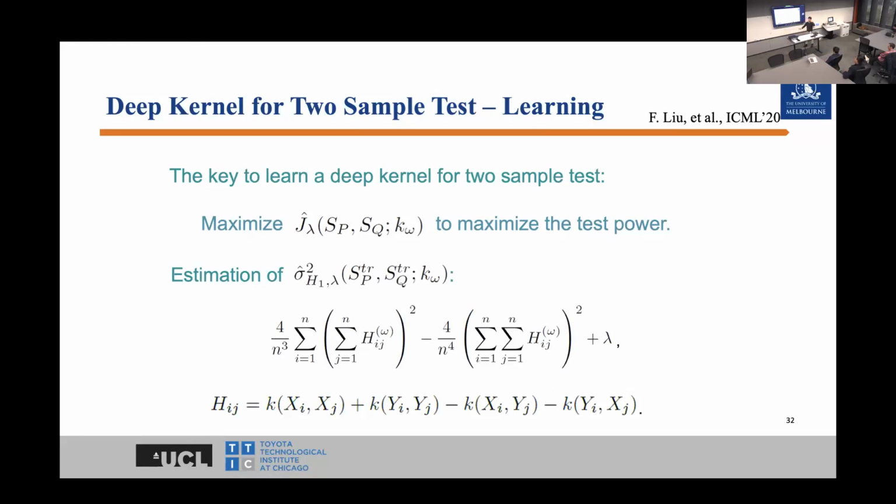It's more stable in practice. In the literature, some of my friends use the U statistic, but empirically it will fail many times, because the U statistic is not very stable for computing this variance term.